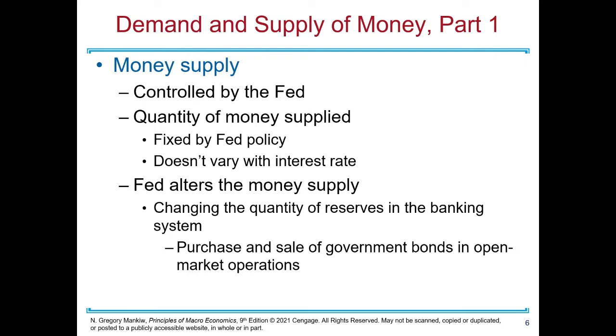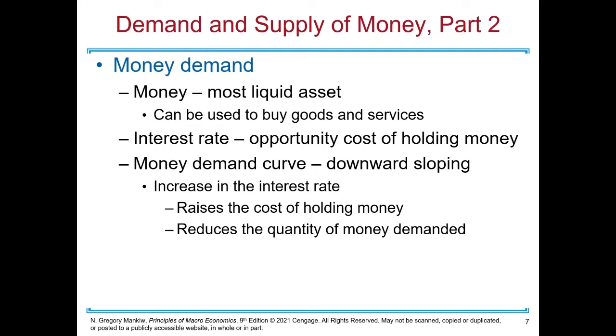Let's go into money demand. Money is the most liquid asset and can be used to buy goods and services. Why do people demand money? We demand money because it's the medium of exchange, or the most liquid, and it allows us to purchase goods.